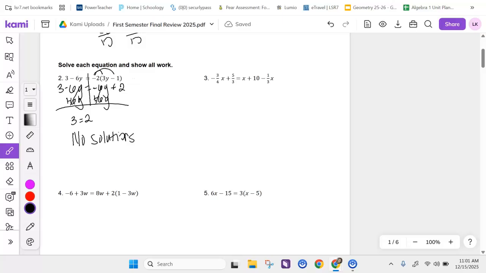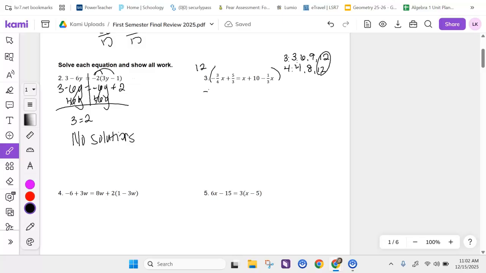Now, number 3, you have fractions. So we need to get rid of the fractions. I'm going to find the least common multiple of 3 and 4, because those are my two denominators. So my common multiples of 3 are 3, 6, 9, and 12. Common multiples of 4 would be 4, 8, and 12. So 12 is the least common multiple. So I'm going to multiply this entire thing by 12.